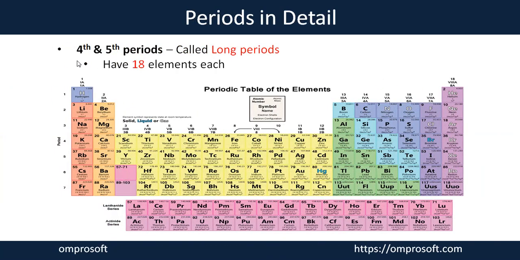Now we're going to discuss the fourth and the fifth period. They are called long periods. In both periods, we have 18 elements each. You can see here, from atomic number 19 to 36 belongs to period number 4, and from 37 to 54 belongs to period number 5. In both periods, we have 18 elements. So they are called long periods.